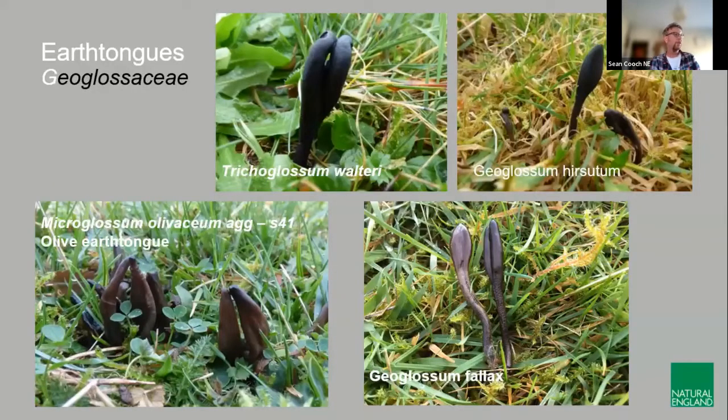Then we have the earth tongues, equally quite a challenging group as well, quite hard to find generally in surveys. They tend to pick out these mossy, shorter swards, and you have to get down on your hands and knees to find those, and again require microscopy, by and large, to identify them accurately.